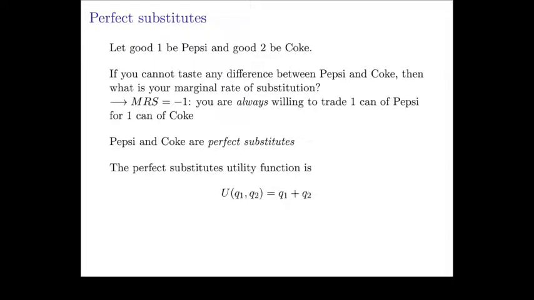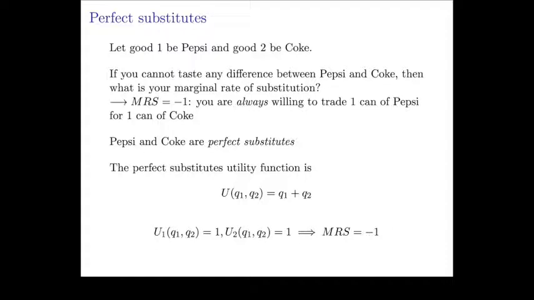So the perfect substitutes utility function is u of q1, q2 is q1 plus q2. So your utility from q1 cans of Pepsi and q2 cans of Coke is just the total number of cans of cola that you get to drink. So your marginal utility from Pepsi is 1, your marginal utility from Coke is 1, so your marginal rate of substitution is -1 divided by 1, which is -1.